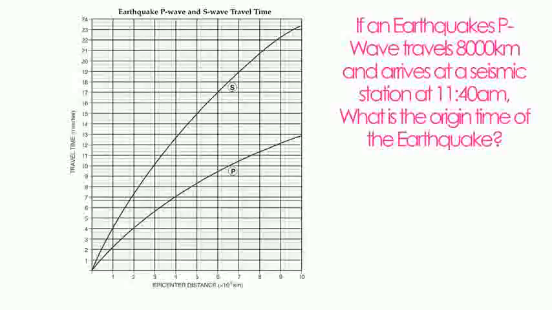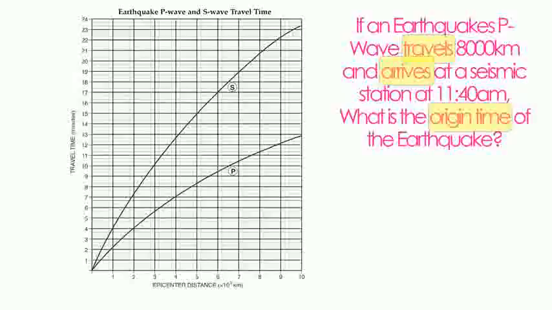Here's a little bit more involved problem. An earthquake P wave travels 8,000 kilometers and arrives at a seismic station at 11:40 a.m. That's 11:40 in the morning, 11 hours and 40 minutes. We want to know the origin time. So some key words you might want to highlight: travels, arrives, and origin time. So very important to keep a lot of these terms straight.